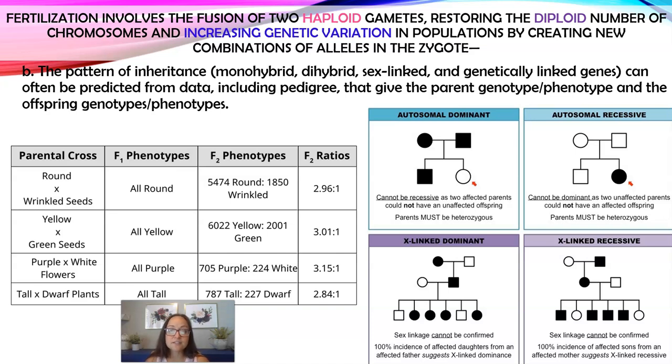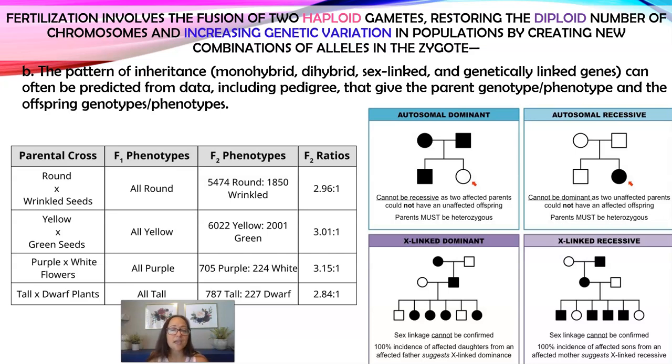So the pattern of inheritance, you can inherit a trait as autosomal dominant. For example, that would be something like dimples or brown eyes. You can inherit a trait that's autosomal recessive, which would be maybe Tay-Sachs, an inherited recessive disease. It's on an autosomal chromosome and it's recessive. You could inherit an X-linked dominant trait or an X-linked recessive trait. Those are your 4 options for patterns of inheritance. And you can predict these by looking at data.